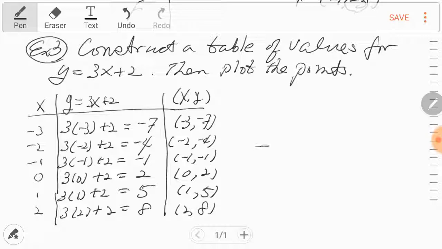So let's plot these on the rectangular coordinate system. X-axis, y-axis. The first point is x equals -3, so 1, 2, 3. Then y is -7. 1, 2, 3, 4, 5, 6, 7. So this is -7.